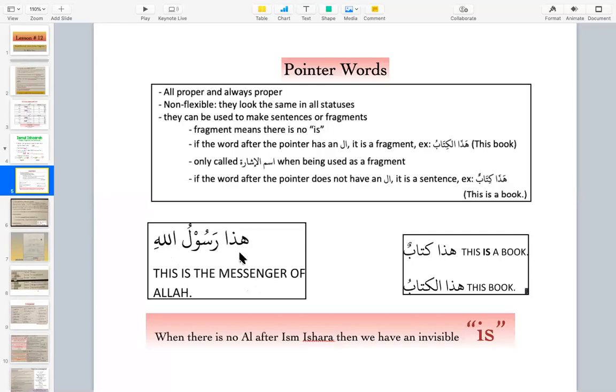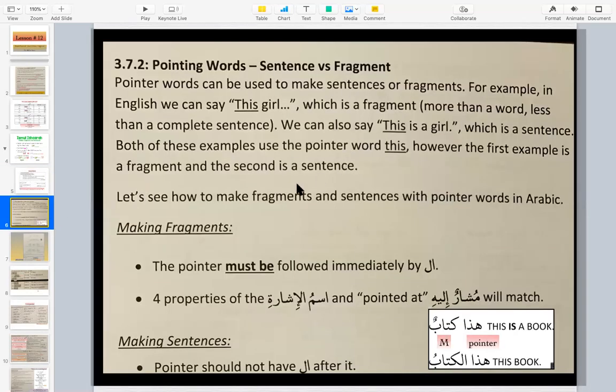So simple and easy. When there is no al after ismul ishara, then we have an invisible is. That means we are making a sentence. So after haza, if there is al, then we are creating a fragment. If there is no al, then we are making a sentence. That's all. Okay, so inshallah, let's see more.